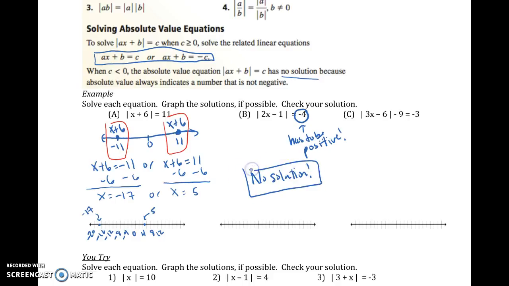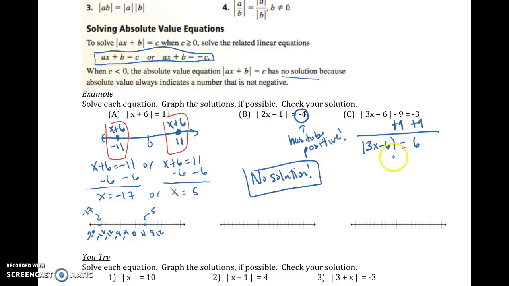All right, but again, you have to make sure the absolute value is completely isolated and on its own. So if we take a look at C, you don't want to jump ahead and say, okay, there's no solution because -3 is negative. It's actually not quite there yet. We need to isolate the absolute value, meaning what should I do to get the absolute value by itself first? Well, I'm going to add the 9 because I want to do my inverse operations. So I'm going to get the absolute value of 3x minus 6 is equal to 6. And now we see that the number on the other side of the equation is actually positive.